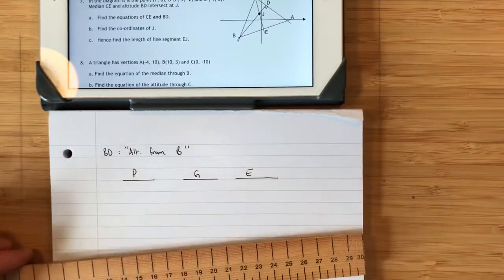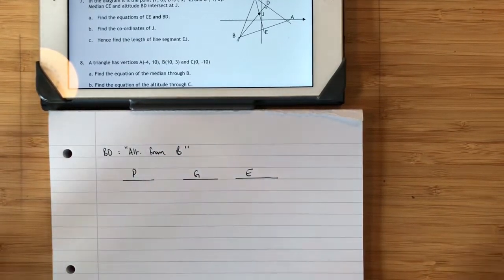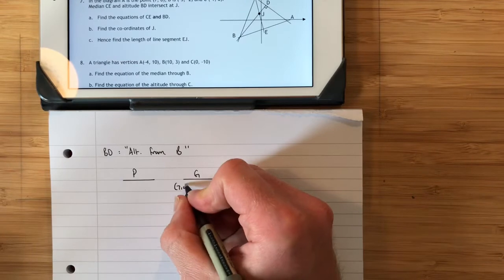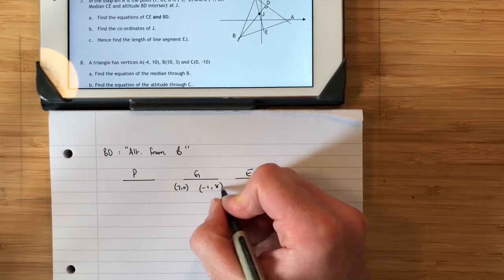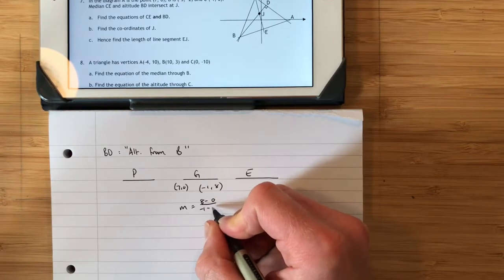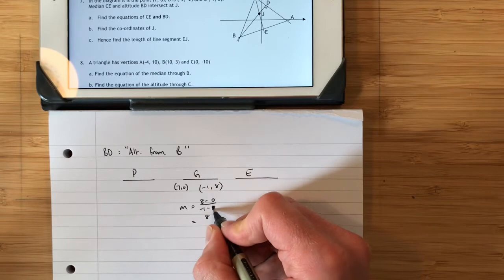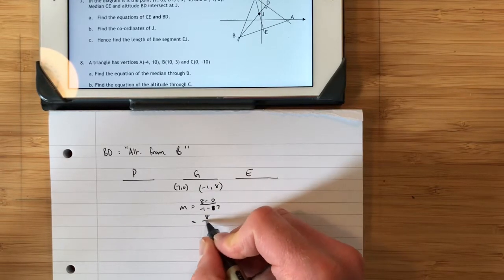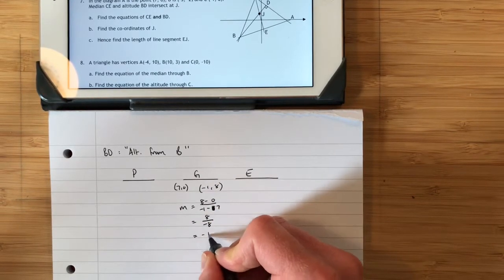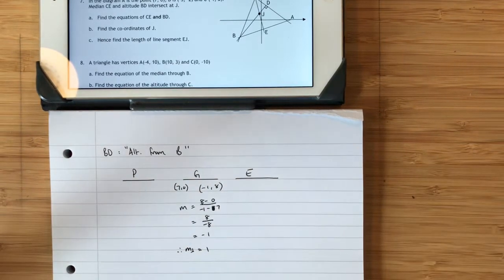So the altitude is perpendicular to the opposite side. The opposite side from B is AC. So I'm going to use A and C to do my gradient. 8 minus 0 over negative 1 take away 7. That will give me 8 over negative 8, which is negative 1. Therefore, my perpendicular gradient will be 1.